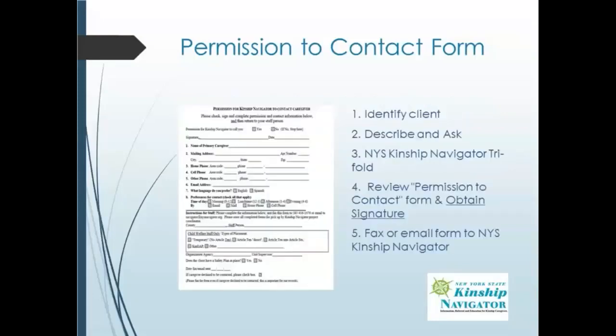The permission to contact form is not a complicated document by any stretch. It literally is, we need a signature, permission to call them, and a telephone number to reach them at, what time of day they'd like to be contacted. The signature is important because that gives us permission to contact them. But once you, the worker, have emailed us or faxed this to us, we will contact them within 48 hours.